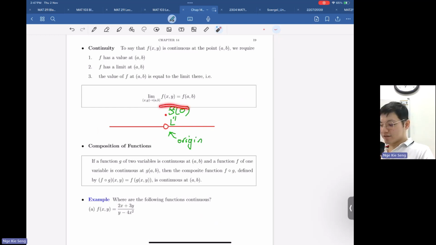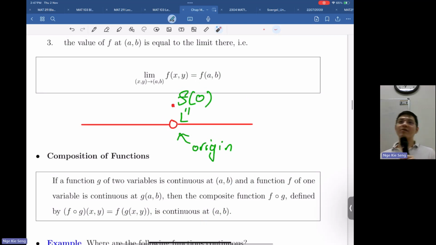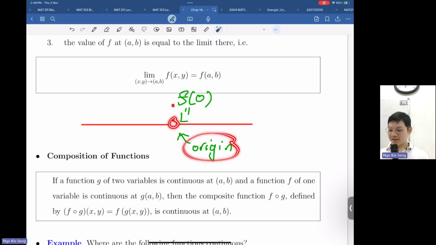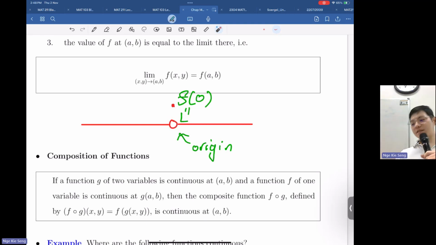Is this function continuous or not? Why? Remember, I always like to ask why. True or false, I want to ask why, so you have to prepare why. At the origin, the limit doesn't equal the value of f. See, you see the hole here or not? This tone is saying that this is not continuous.